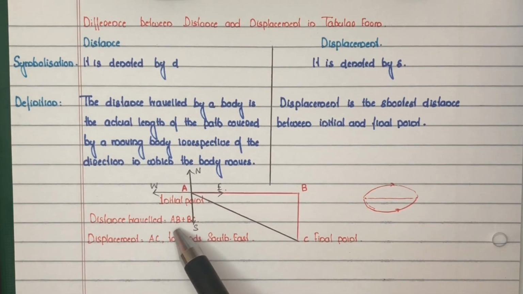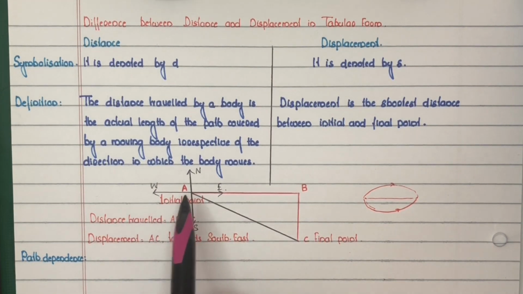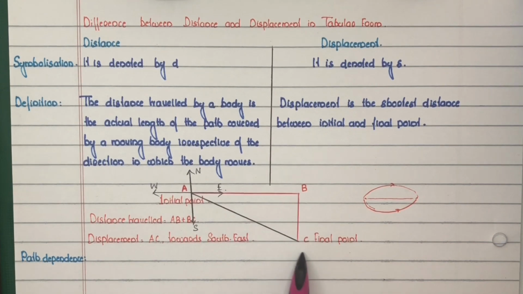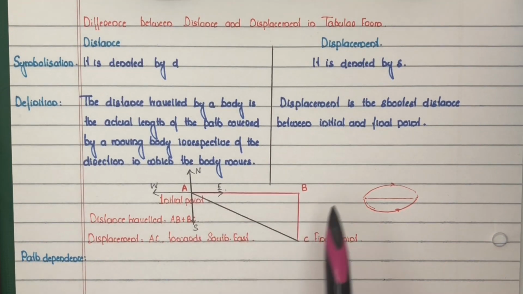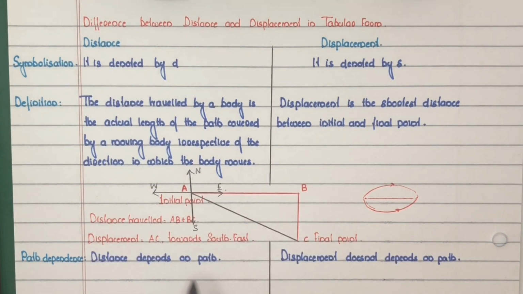Next point is path dependence. Distance and displacement, which one depends on path? Distance depends on path. That is, distance is the actual path covered by the body. So, distance depends on path. Displacement depends only on the initial and final point. So, it does not depend on path. Distance depends on path and displacement does not depend on path. And displacement depends on direction, right?